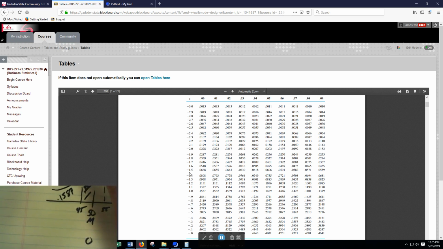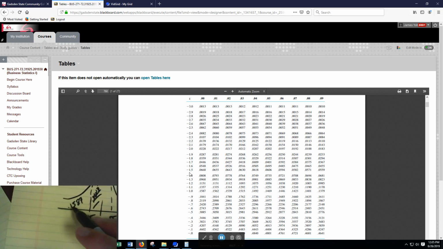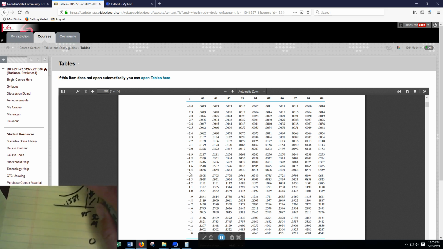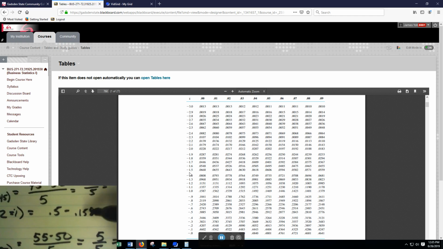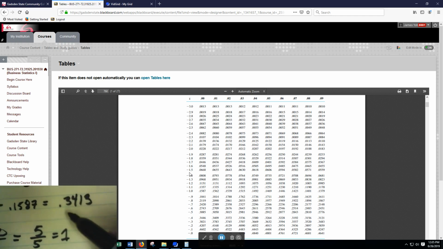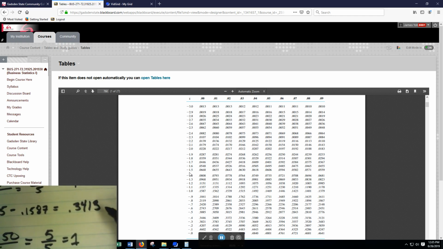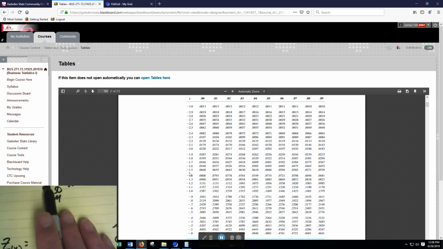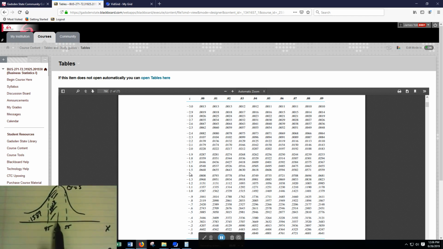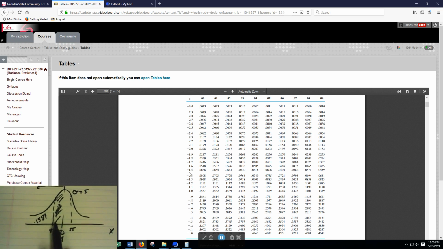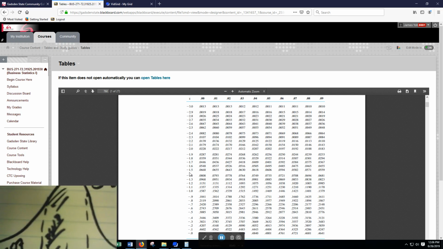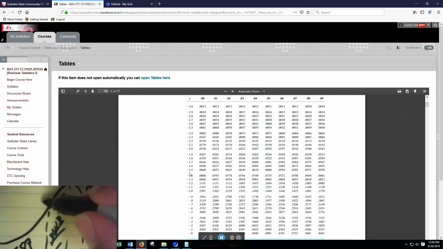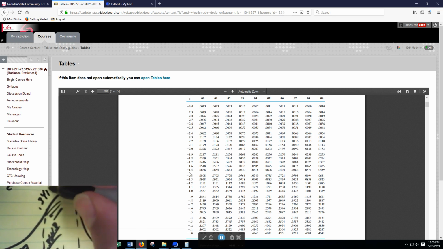We know that from the mean all the way to the left, that's half of the probability. So I'm going to subtract 0.1587 from the 0.5, and that gives me 0.3413. So the probability between 45 and the mean, 50, is 0.3413.